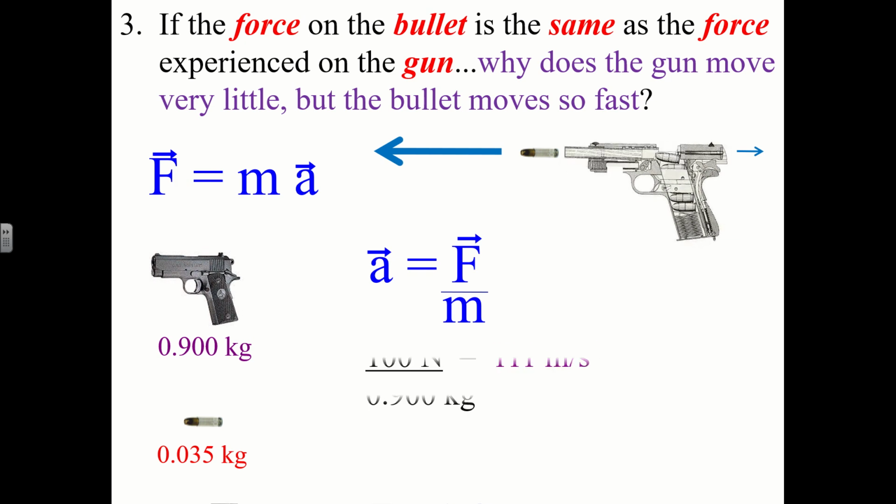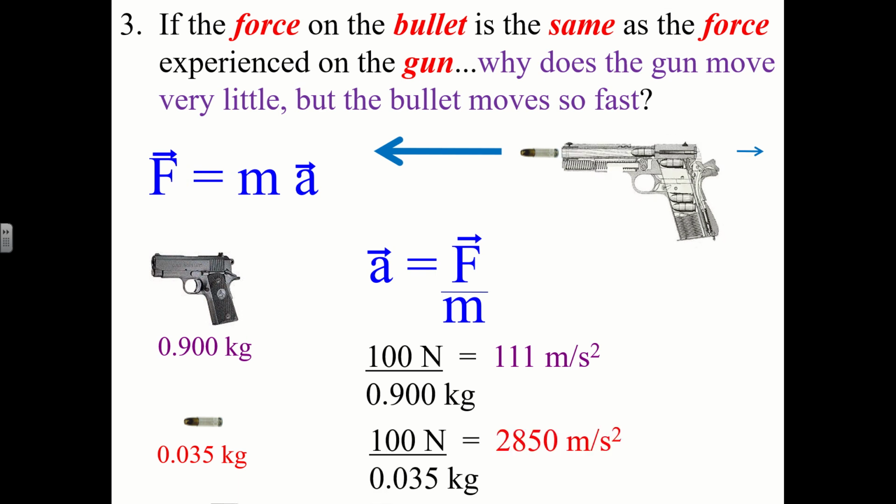If we do some rearranging, and if I have 100 newtons that's being used, if the bullet moving forward has a force of 100 newtons, then that means coming backwards, the gun's going to have 100 newtons worth of force as well. And we realize that since the gun is so heavy, it only shoots back at 111 meters per second squared. But since the bullet is so light, it shoots forward at 2,850 meters per second squared. This is acceleration, not speed, by the way. So even though this might seem fast, it is going really fast, but only for a short time. It doesn't actually move that much.